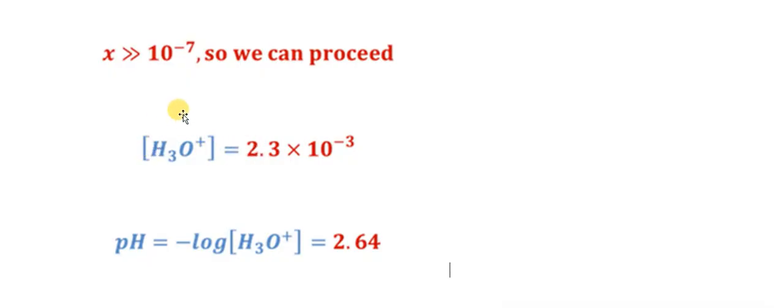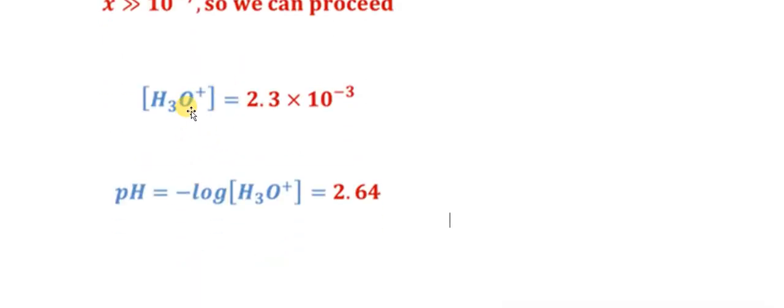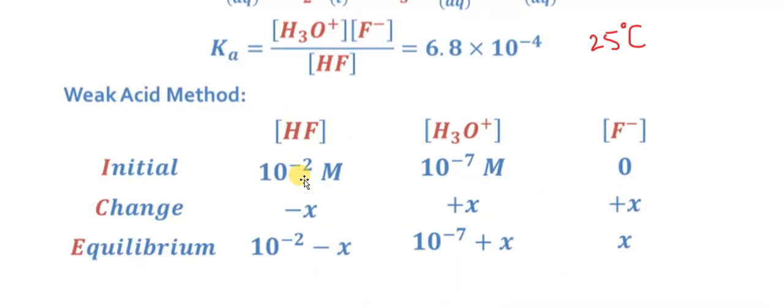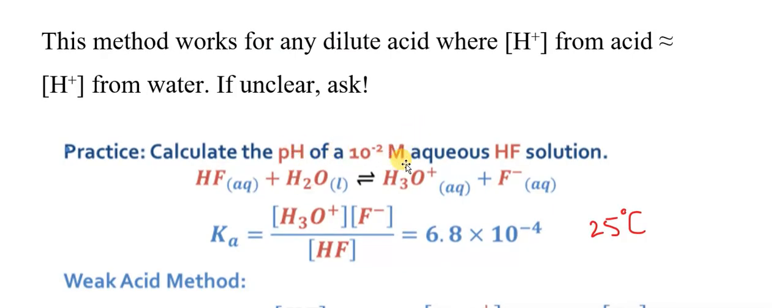So the value of x is the hydronium ion concentration at the equilibrium point. That is the hydronium ion, you can say hydrogen ions. We calculate the pH. We know that pH is the negative log of the hydronium ion concentration, of the hydrogen ion concentration, which is 2.64. It means the pH of the 10 to the power minus 2 molar hydrofluoric acid solution is 2.64. That is the final answer.